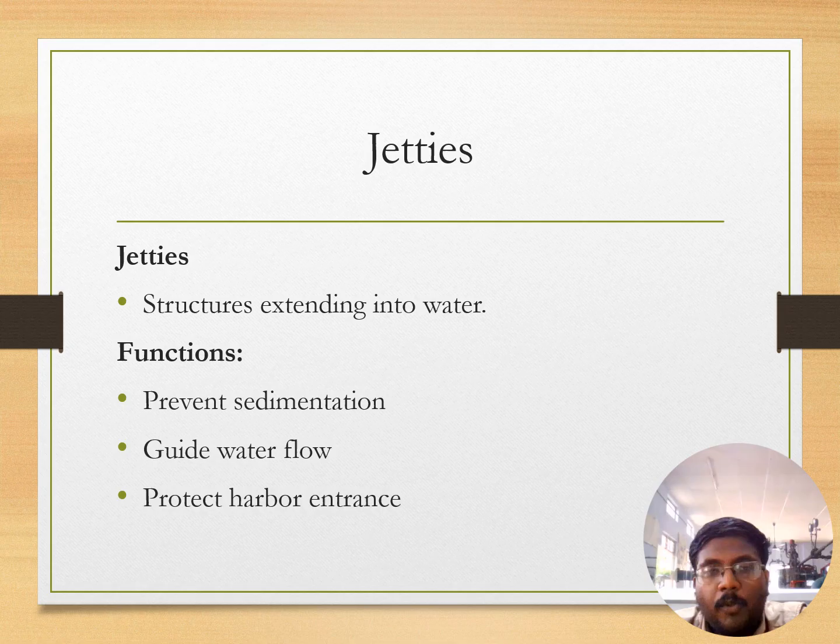Next we see about the jetties. A jetty is a structure that extends into the water surface. The main functions of jetties are to prevent sedimentation and guide proper water flow in between the harbor as well as port, and protect the harbor entrance at the time of bad weather condition.